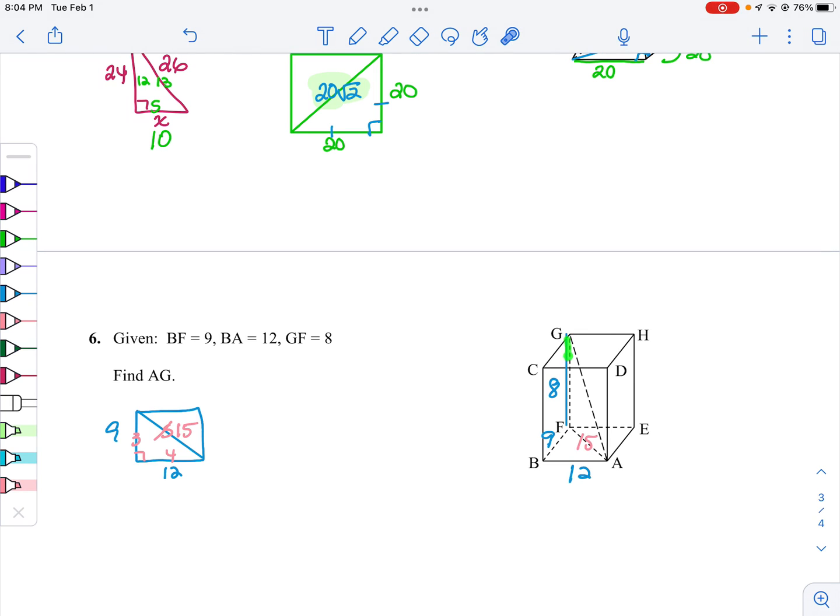Now I'm going to highlight this triangle, GFA. So I'm looking at a triangle that looks like this, my right triangle here. GFA, I have a length of 8, 15, and I know that you guys are thinking in your head, 17. Segment AG has a length of 17. I didn't even need the Pythagorean theorem there.